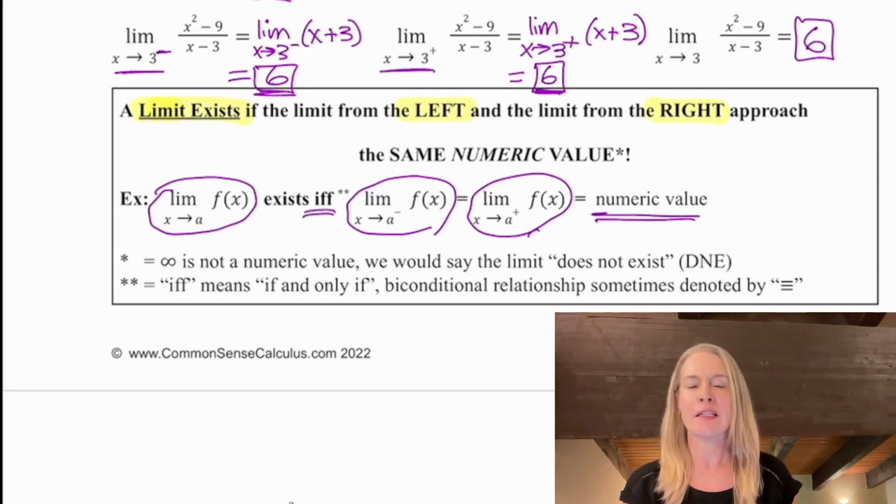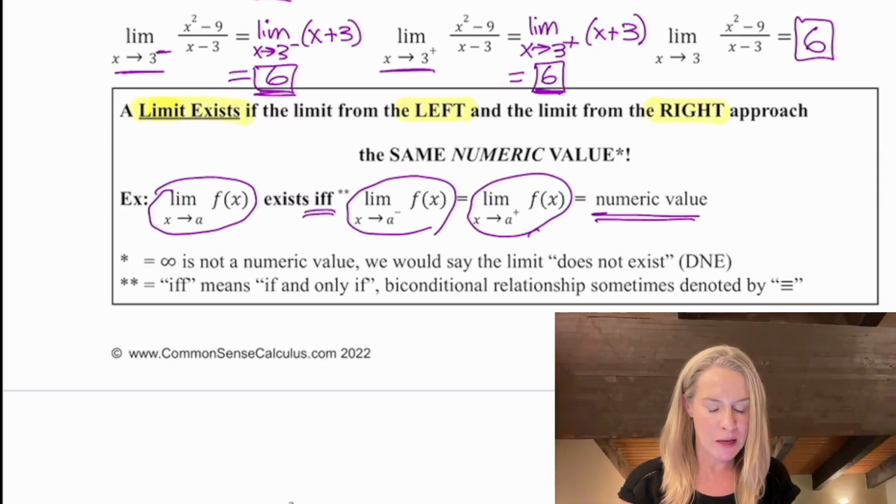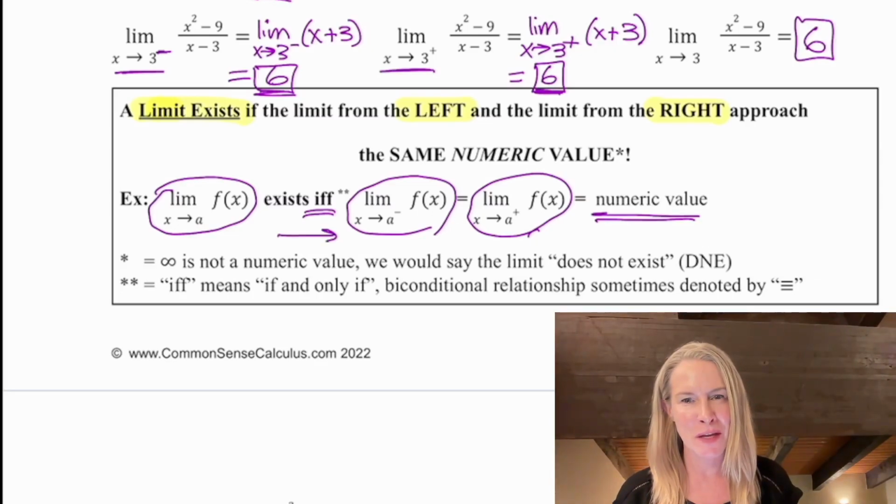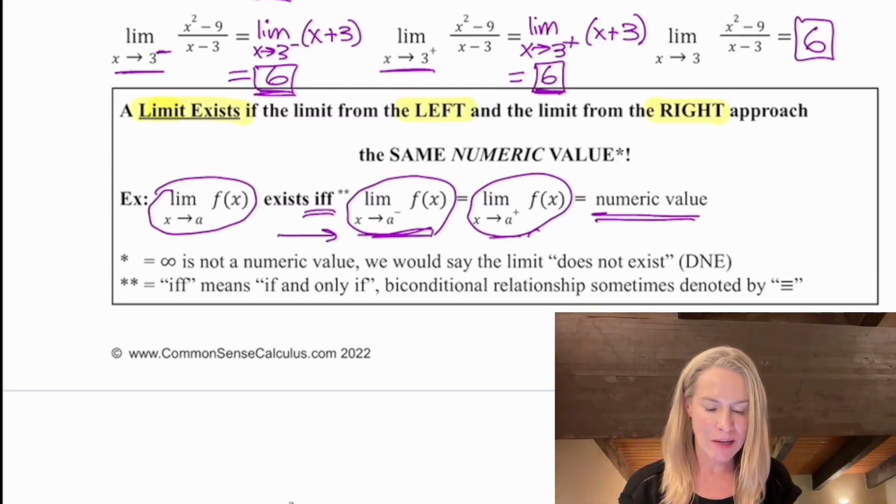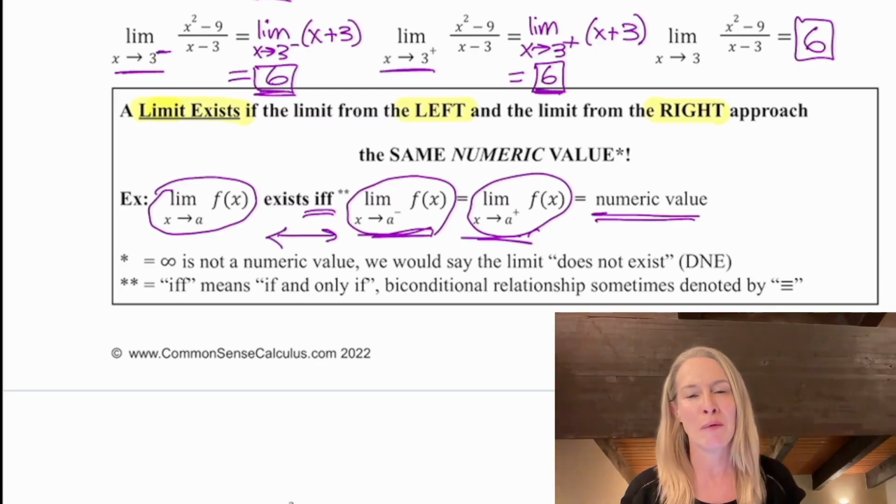That is, if and only if. That means if the two-sided limit exists, then the left and the right-hand sides have to be equal. And if the left and right-hand sides are equal, then the two-sided limit must exist.